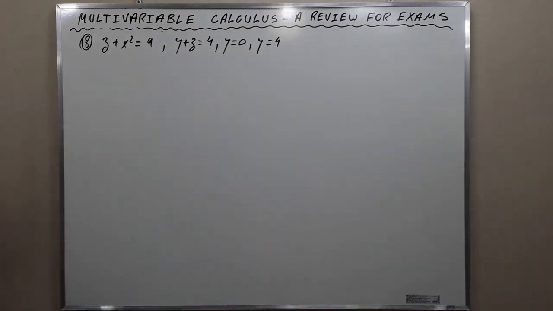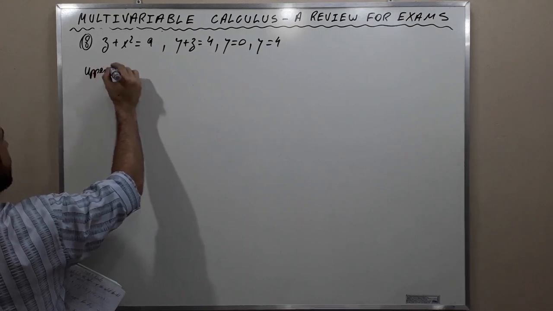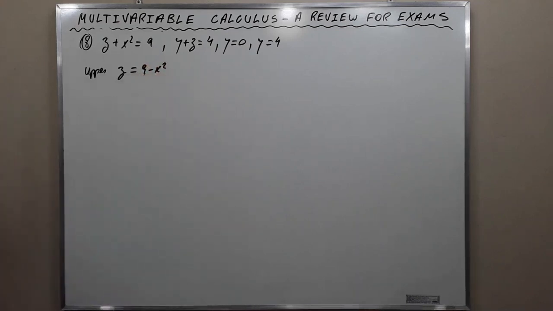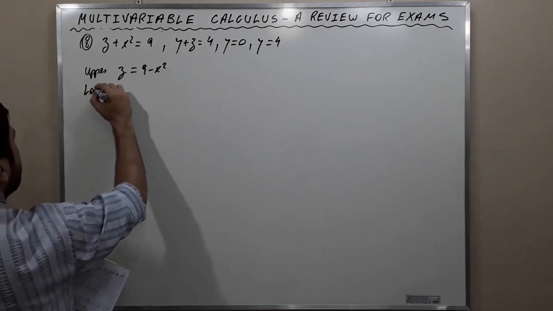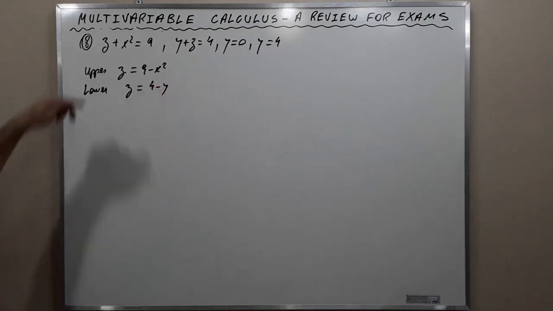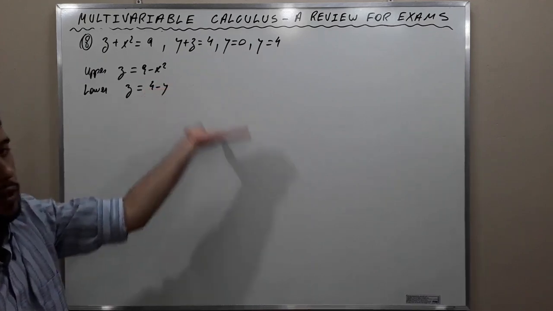Exercise 8, calculate the volume of the solid bounded by the surfaces z plus x squared equal to 9, y plus z equal to 4, y equal to 0, and y equal to 4. Okay? The solid's upper boundary is z equal to 9 minus x squared. And the lower boundary is z equal to 4 minus y, okay? The top of the solid is z equal to 9 minus x squared, and the bottom of the solid is 4 minus y, okay?